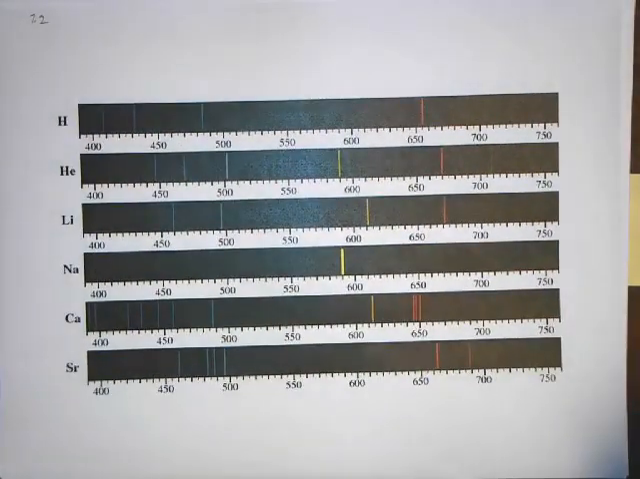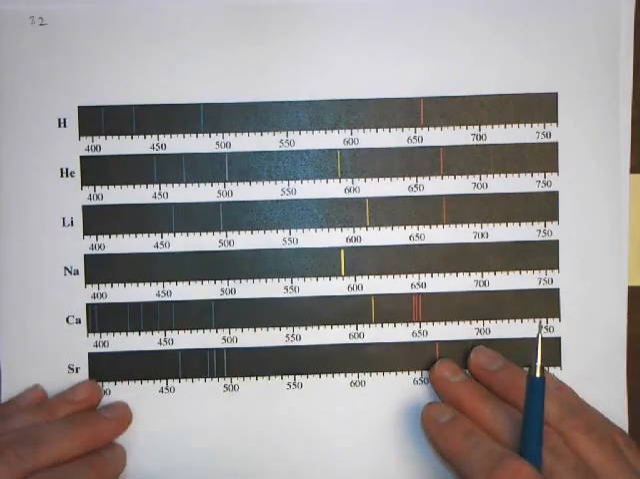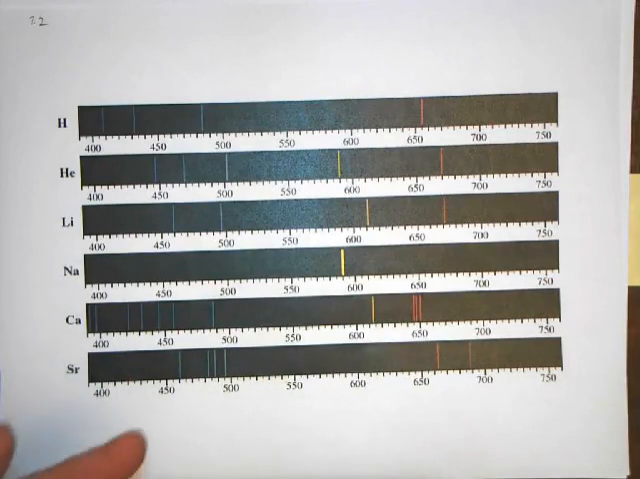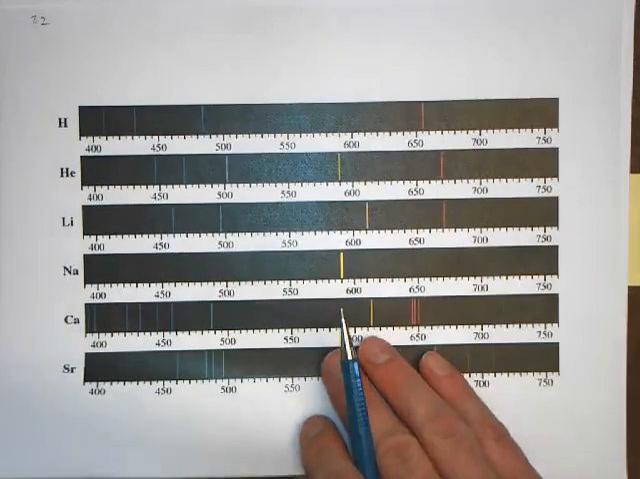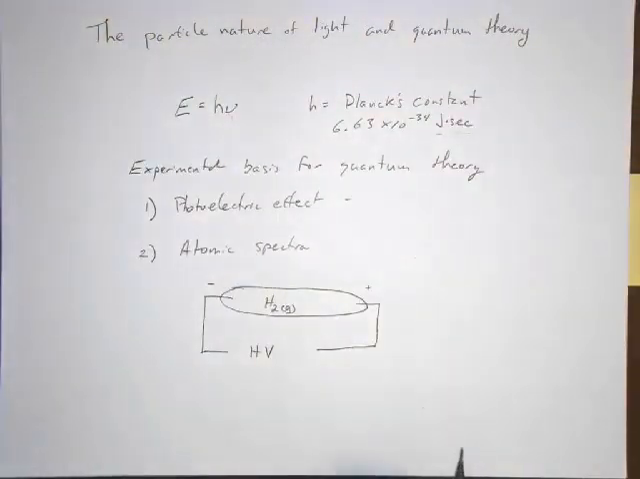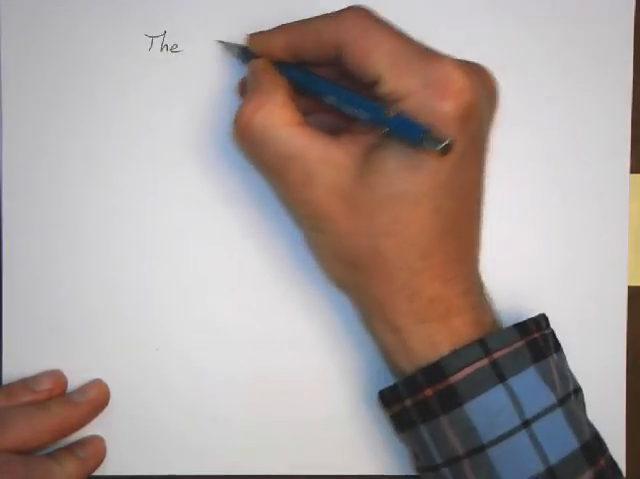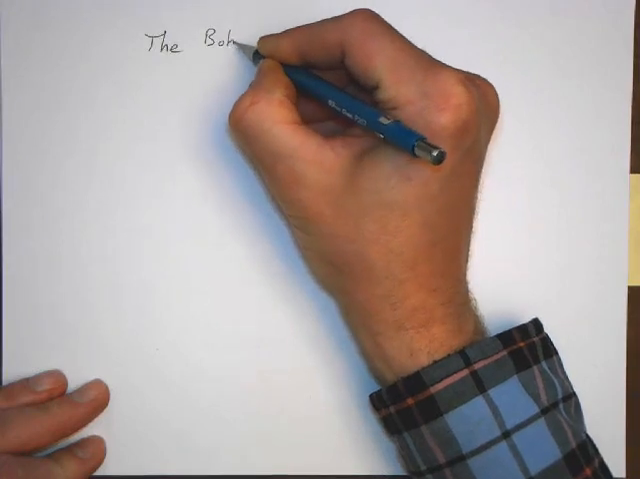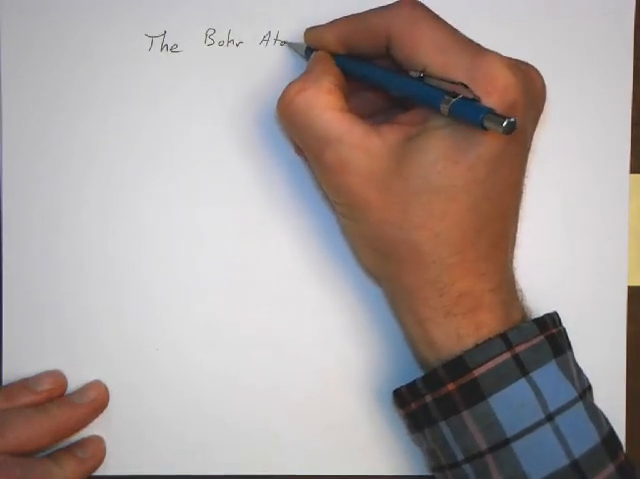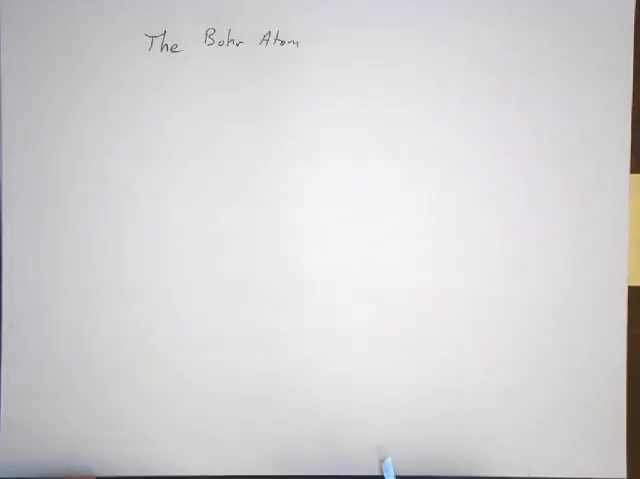I'm going to get to how quantum ideas can account for this spectrum in a second here. To do that, we're going to think about something called the Bohr model of the atom. This is named after Niels Bohr, and this model is about 100 years old.